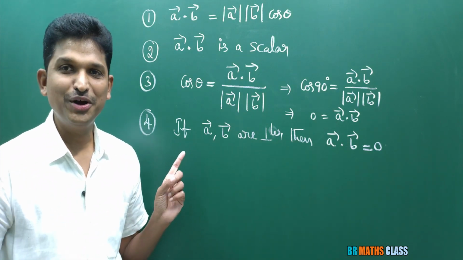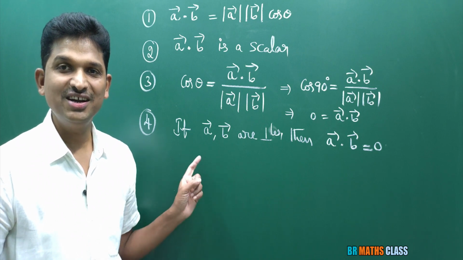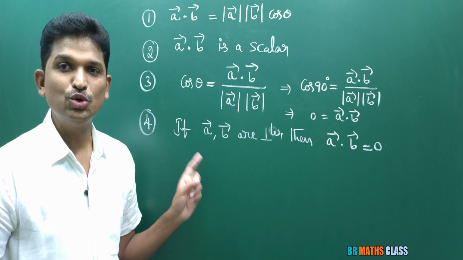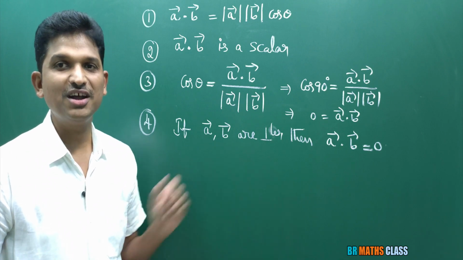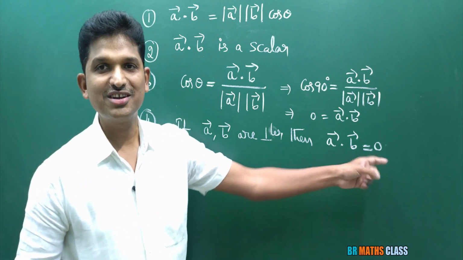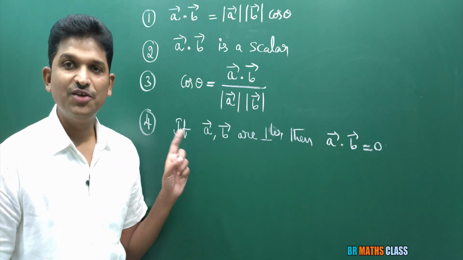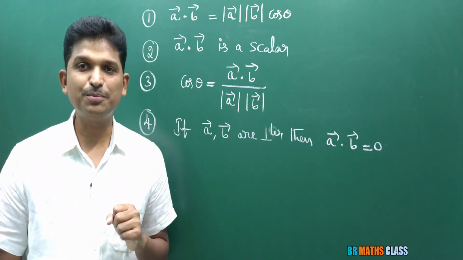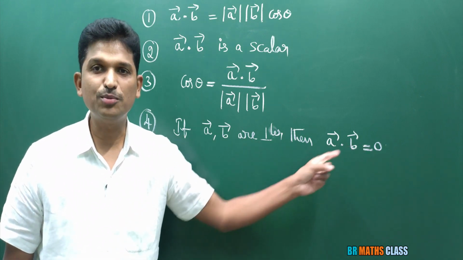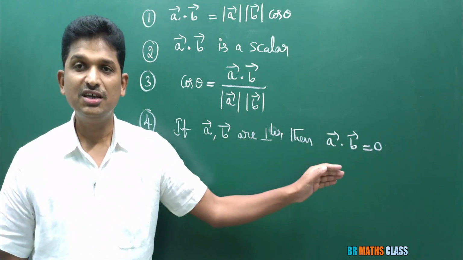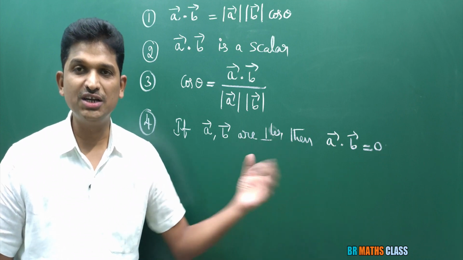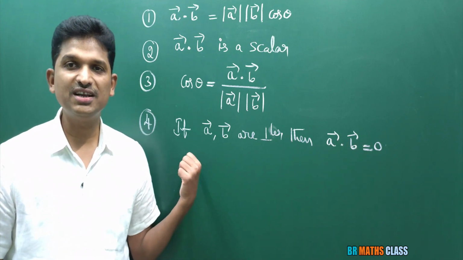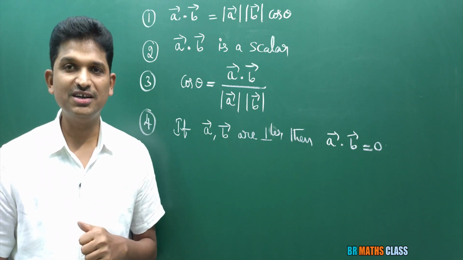See here I will say one point that is important. Here A bar comma B bar are non-zero vectors. If two non-zero vectors A bar comma B bar are perpendicular, then their dot product is 0. This is the point we use very frequently. If you want to prove two vectors are perpendicular, we will prove that their dot product is 0. We can use this as an if and only if condition also. If A bar dot B bar equal to 0, then we say that the vectors are perpendicular.